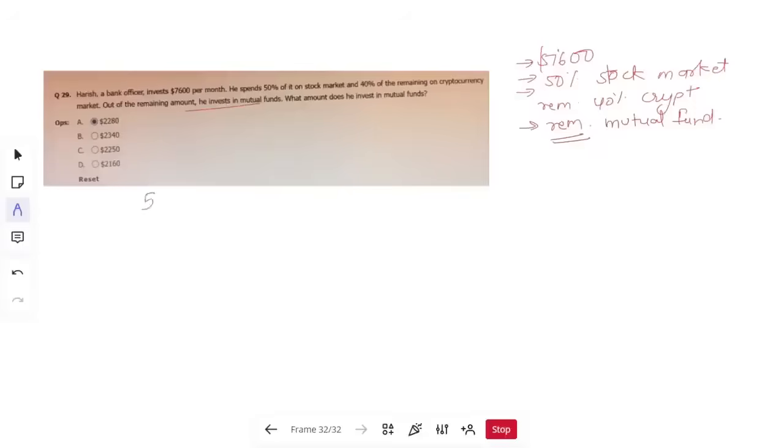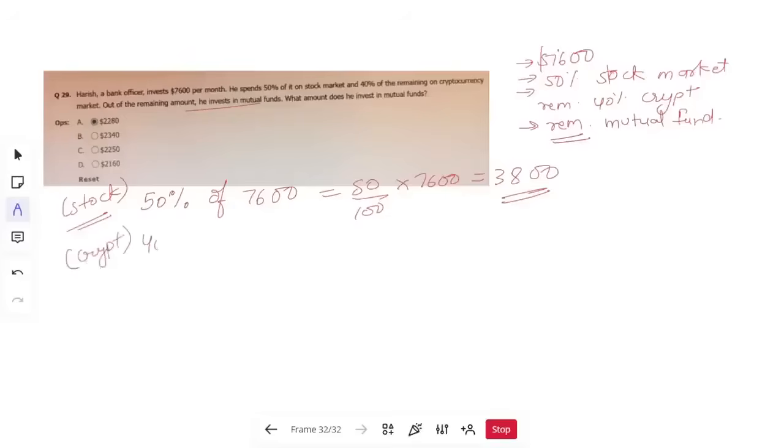See, first of all, 50% of whatever the amount that we had, which is 7,600. This is the amount that he is spending on stock market, because that is given to us initially. 50% of 7,600 will be how much? 50 by 100 into 7,600. This is going to sum up to 3,800. So this much he is left with after investing in stock market. The amount spent on cryptocurrency was 40%, right? So how much are we left with? 3,800. Out of this, 40% he will invest in cryptocurrency. So 40 by 100 into 3,800. This will give the answer as 1,520.